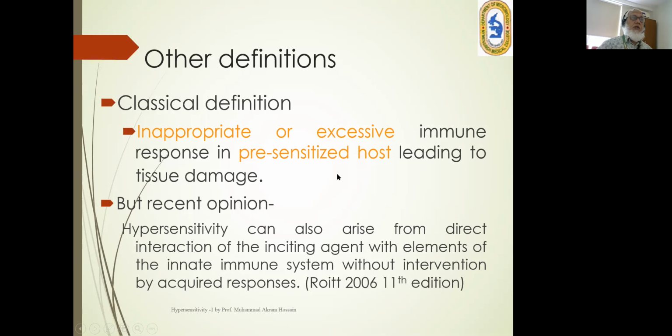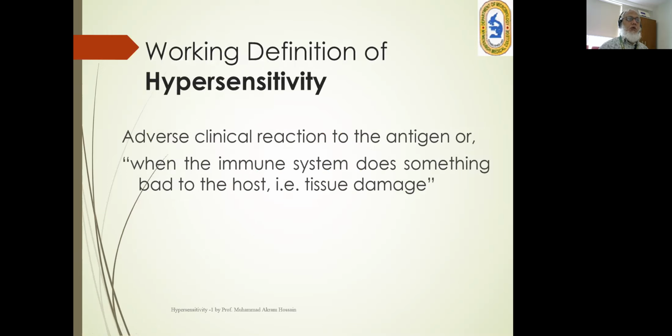কিন্তু এখন দেখা যাচ্ছে যে অনেক হোস্ট যদি ইনেট ইমিউনিটিতে, সেখানে তো প্রি-সেন্সিটাইজড হয় না, সেখানেও হতে পারে। সেজন্য রিসেন্ট ডেফিনিশন রয়েড থেকে চেঞ্জ করা হয়েছে। Hypersensitivity can also arise from direct interaction of the inciting agent with the elements of the innate immune system without intervention by acquired immune responses. So সব মিলে আমাদের working definition হলো when the immune system does something bad to the host, that is hypersensitivity. পরিষ্কার?